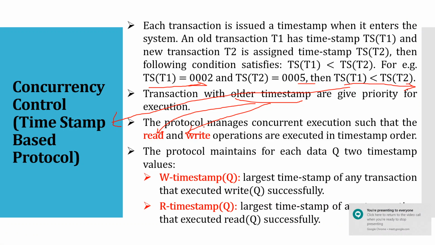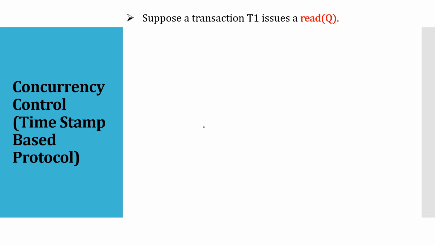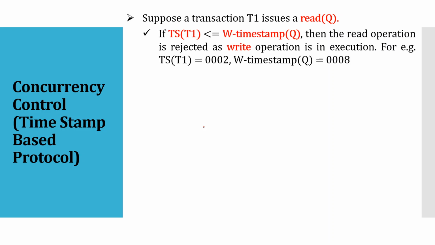Okay, so let's take a very quick example of it. Suppose a transaction T1 issues a read(Q). That means transaction T1 wants to read a particular data item Q. So this is the condition: if TS of T1, that is the timestamp of T1, is less than or equal to the W timestamp of Q, then the read operation is rejected.